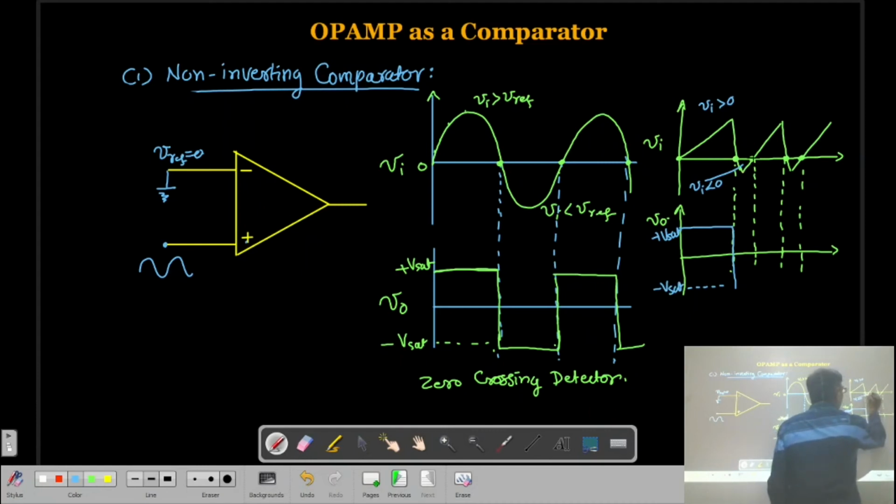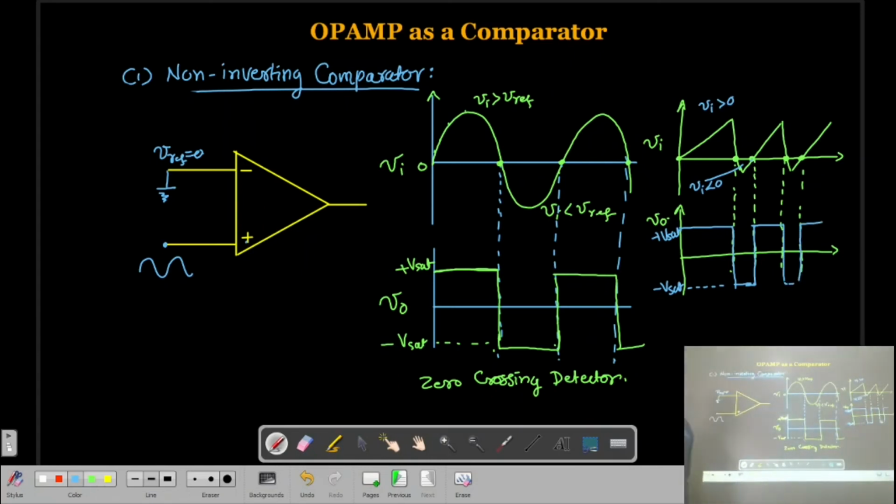So here the input voltage is changing in this way, but the output voltage of the comparator will not change, it will remain at minus V saturation. Now the zero occurs here, so it will change the state, going from minus V saturation to plus V saturation. Here we have a positive voltage, the output will be plus V saturation, and here we have a negative voltage, the output will be minus V saturation. In this way, it can be used as a zero crossing detector.